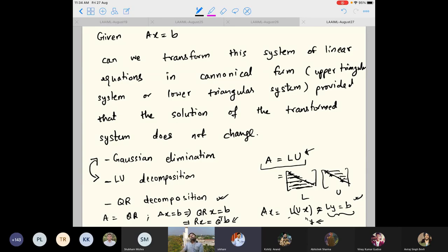And why is it easy? Because you just have to do the backward substitution with respect to the upper triangular matrix R, and once you do that, you find the solution. Okay, so that's the whole idea.